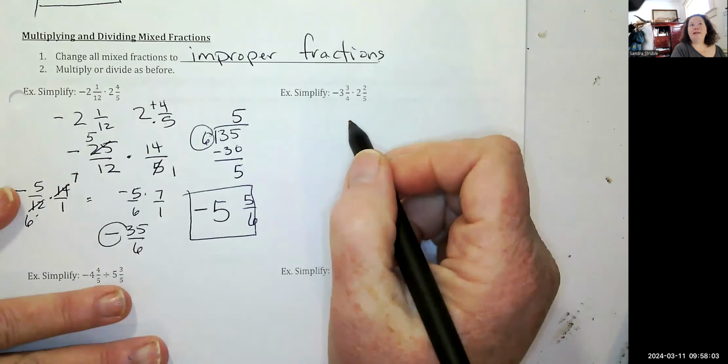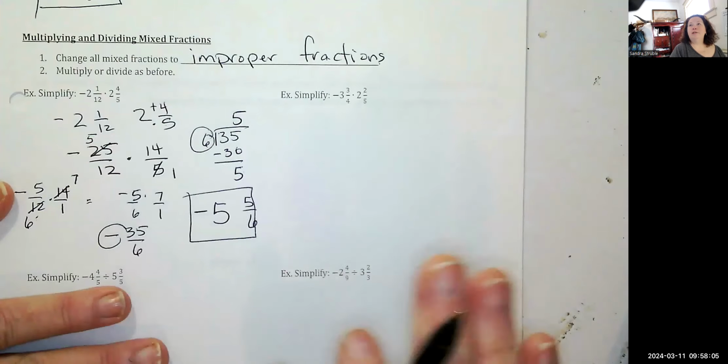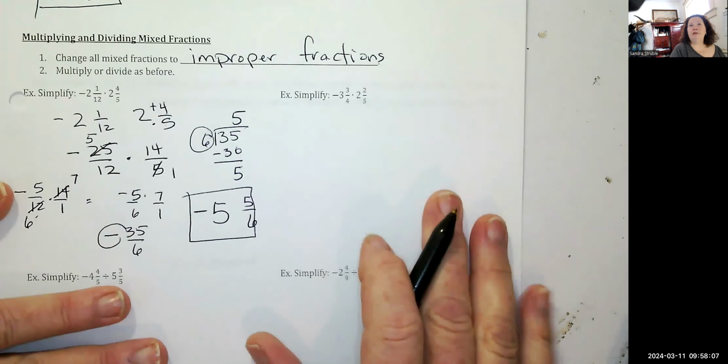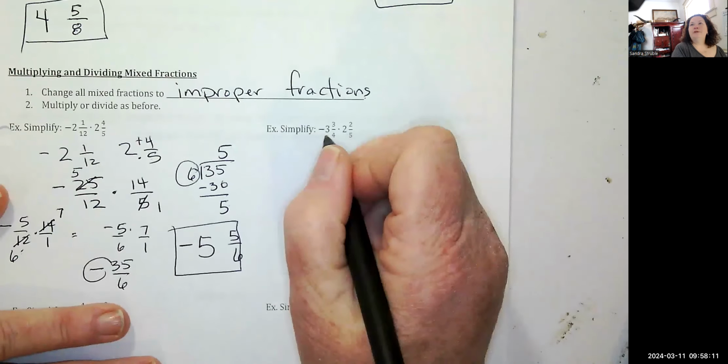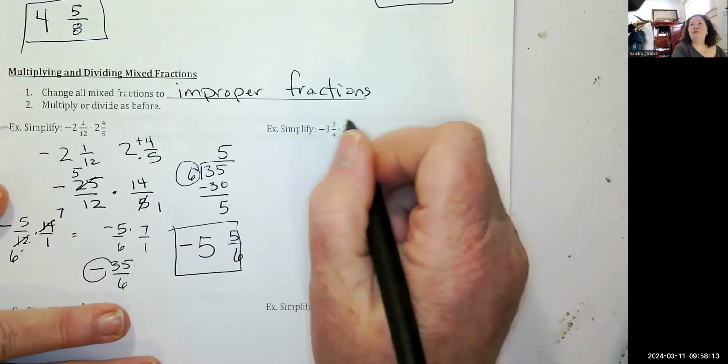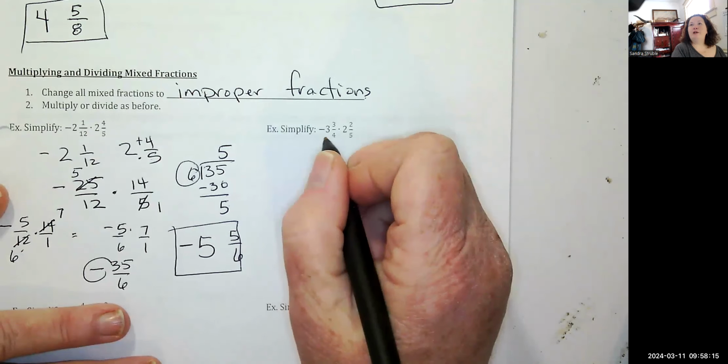Pause the video and attempt this next one. There was a lot going on here, but pause the video and attempt this one yourself. It's going to take a little bit. Be patient with yourself. First thing I'm going to do is go around the world for both of these and make them improper fractions.